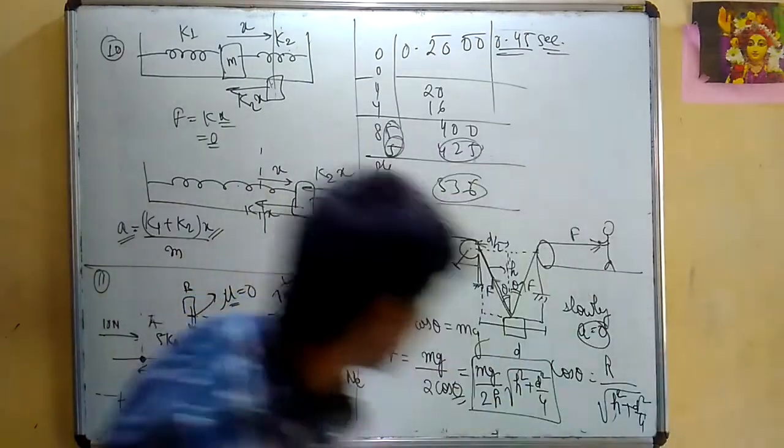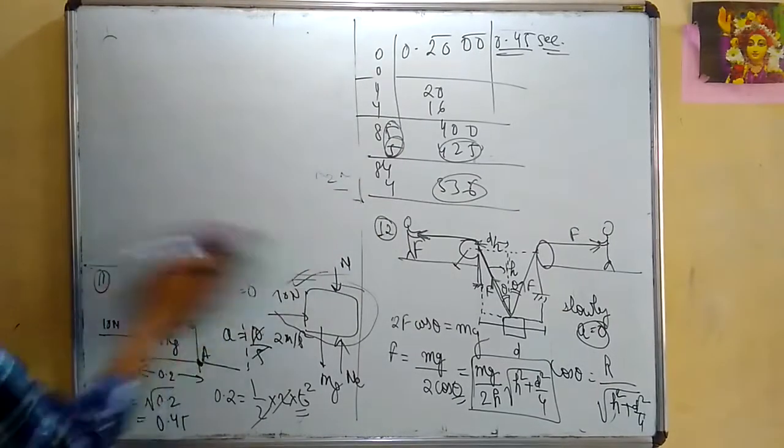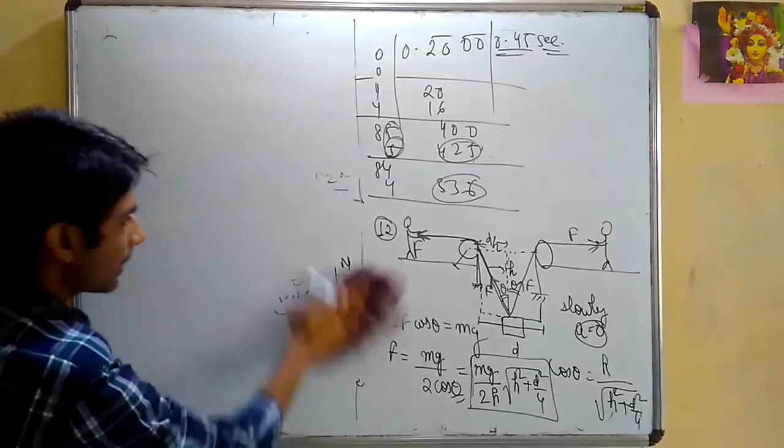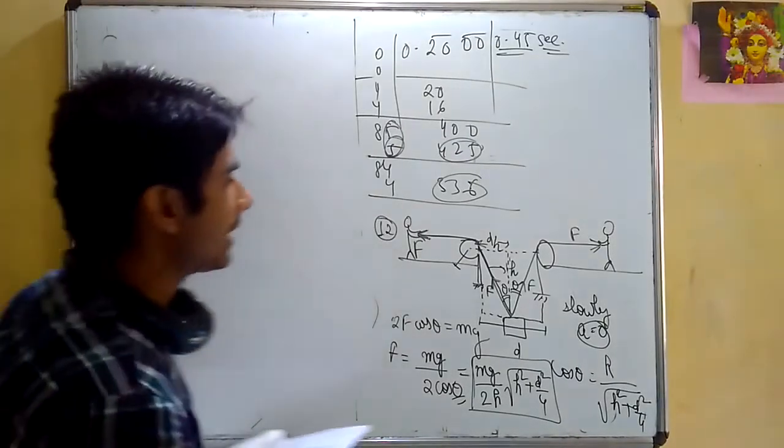Also, second part of the question was that you have to show that when the person is moving up, we need to apply a greater amount of force. When the person moves up, we need to apply greater amount of force. Why will that happen? I'll explain from here only.